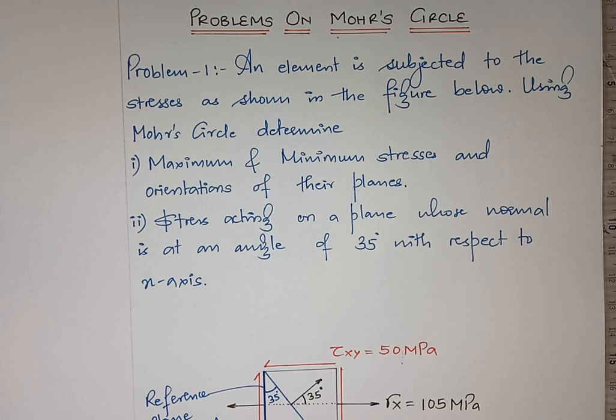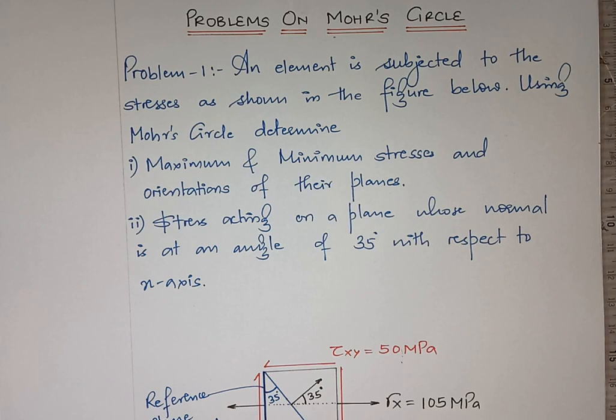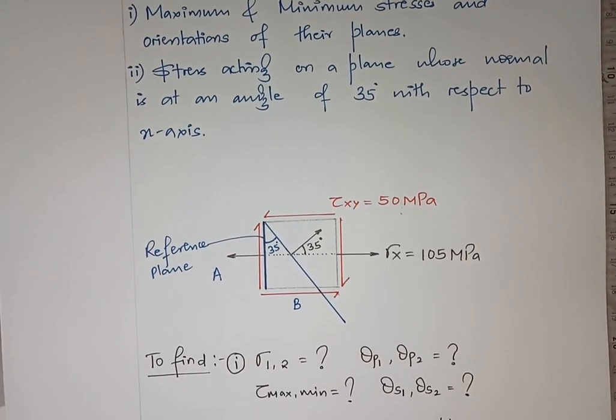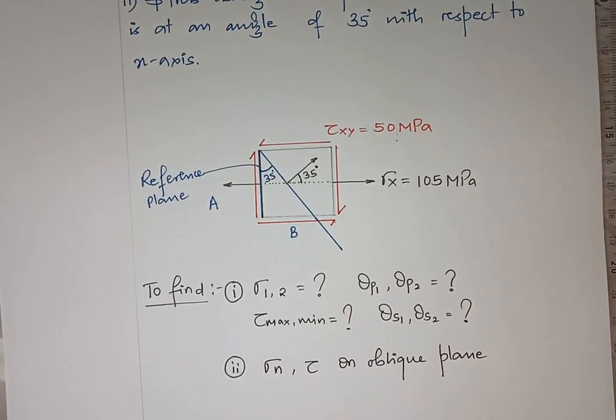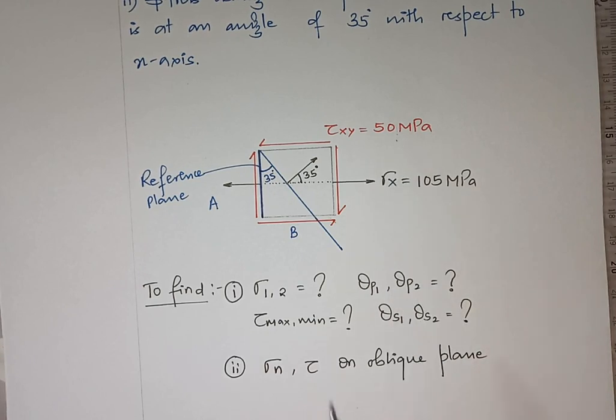An element is subjected to the stresses as shown in the figure below. Using Mohr circle, determine the maximum and minimum stresses and the orientation of their planes. Stress acting on a plane whose normal is at an angle of 35 degrees with respect to x-axis. Right? So this is the diagram what he has given. So sigma x is 105 MPa and tau xy is 50 MPa.